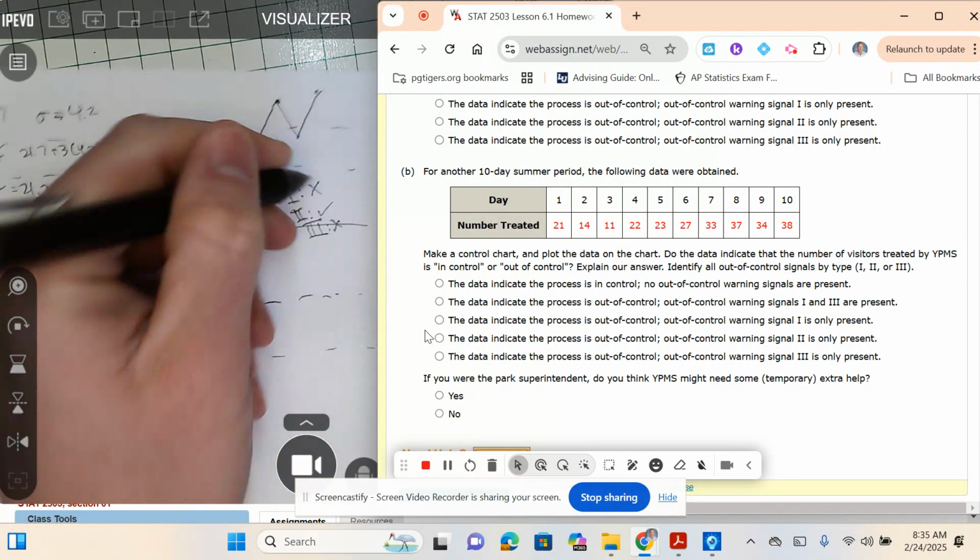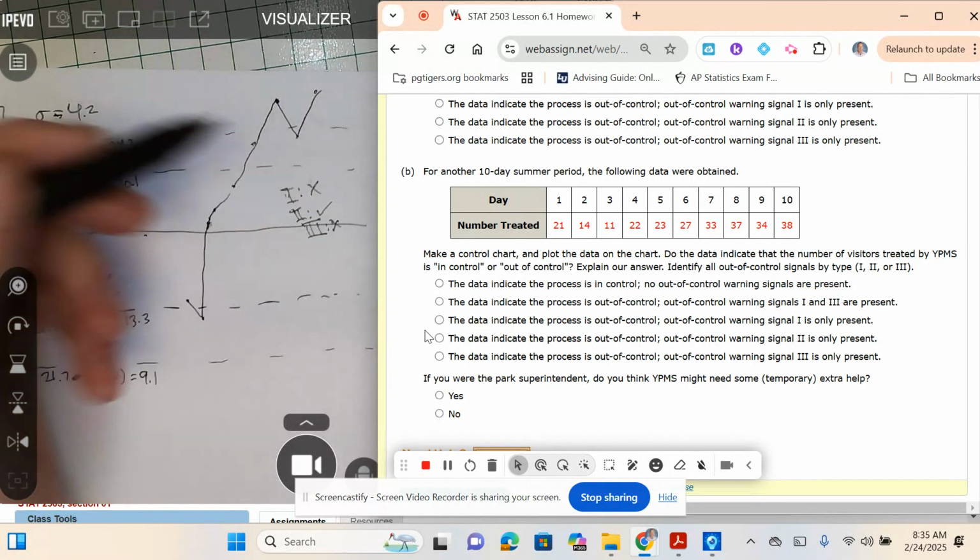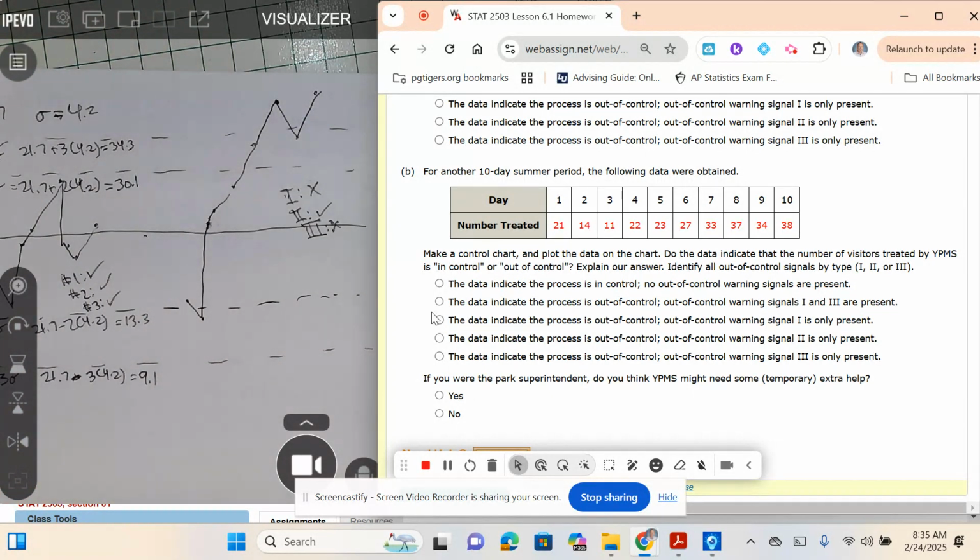So 1 and 3, these 2 warning signals, are present. I'm putting X's there because that means they're out of control. I guess you could think of it backwards. Warning signs 1 and 3 are present. So if you're the park superintendent, do you think they need some more help? What would you say? Yes.